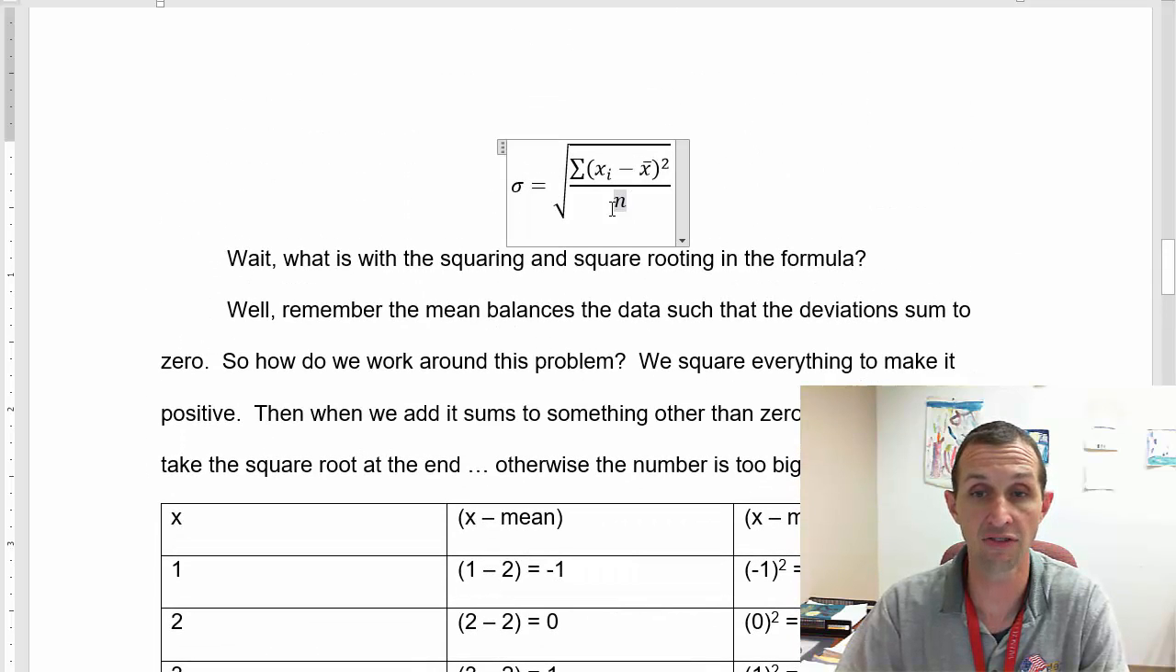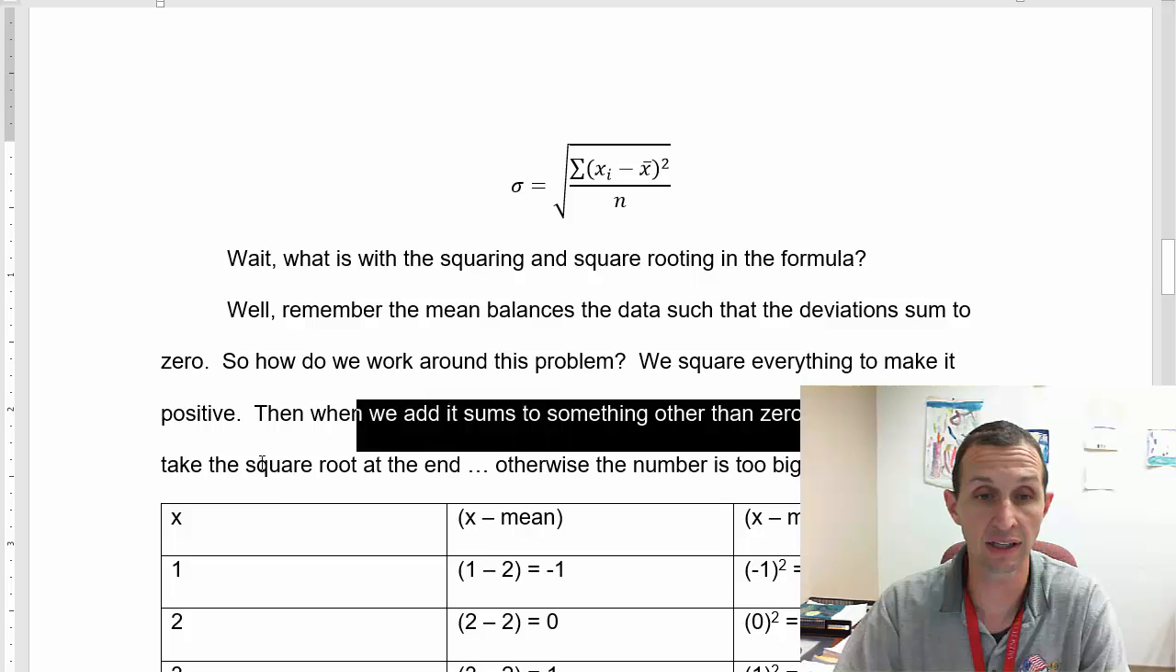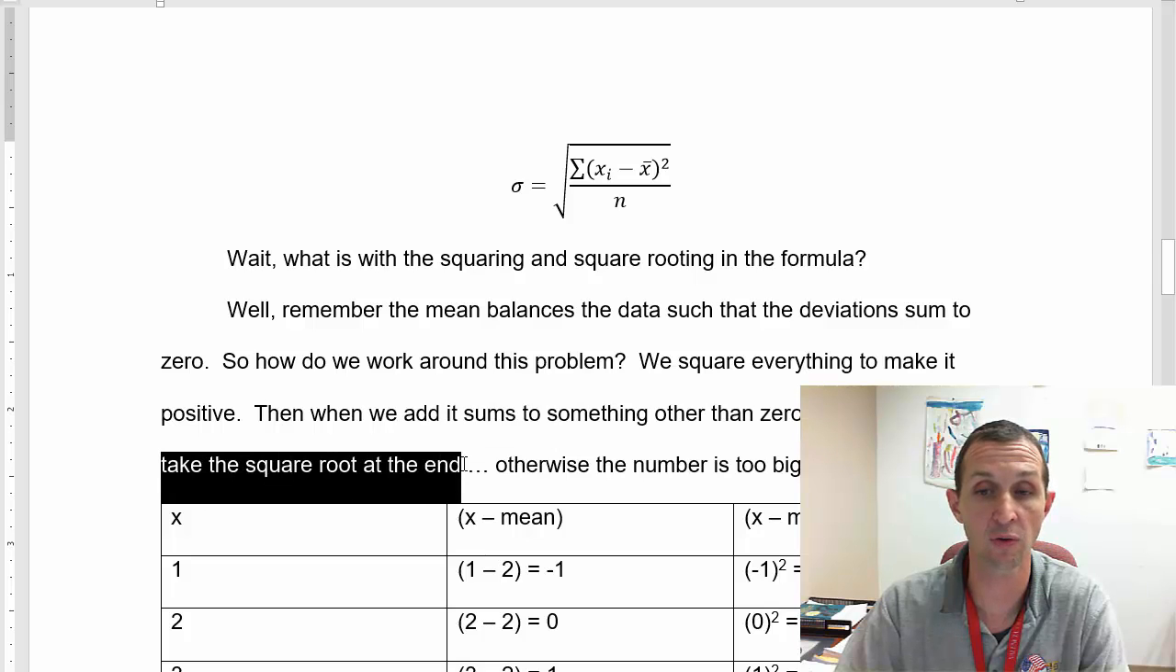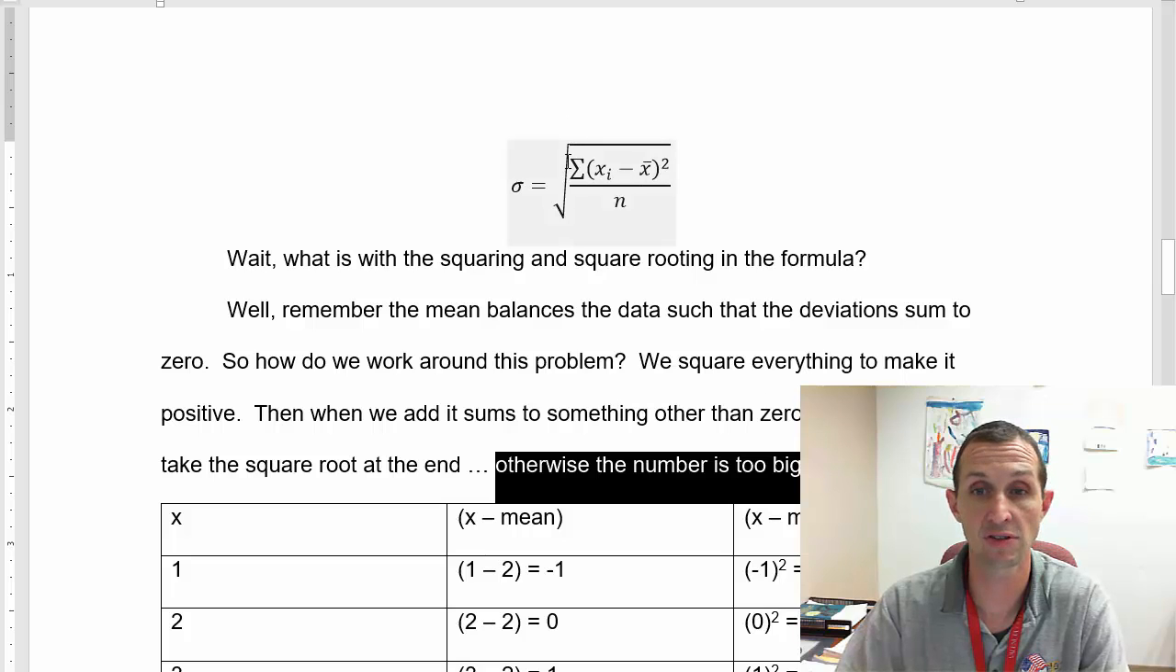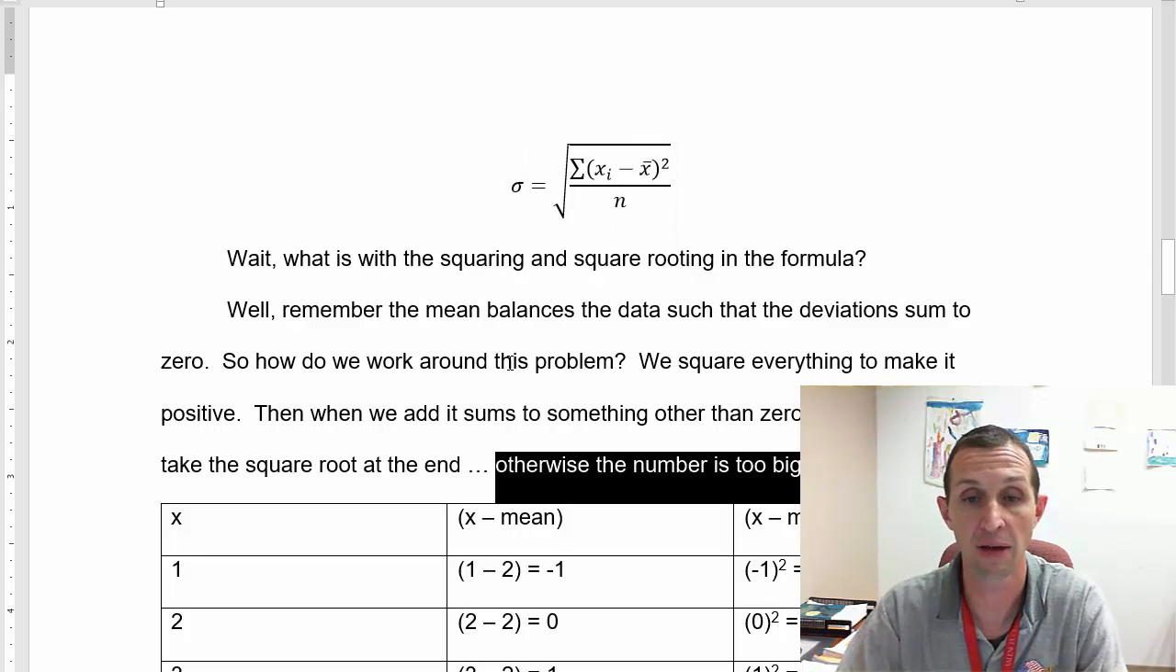And so then I can divide it by the number of values in my data set. But to undo the squaring that we did, we're going to take the square root at the other end. Otherwise, that number is too big, right? And so I take the square root of everything to get rid of that squaring that I did to make everything positive. And so this is for the population.